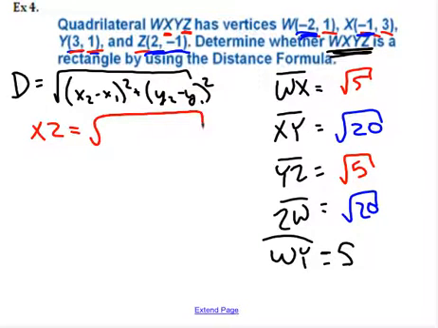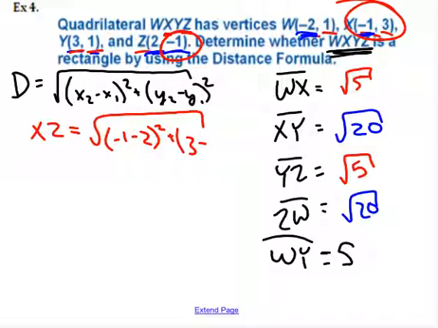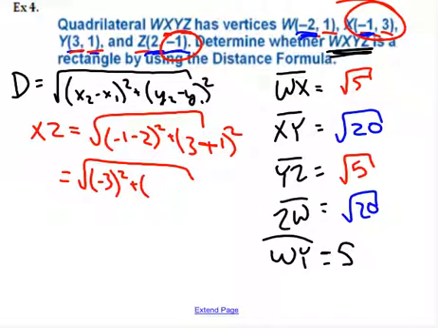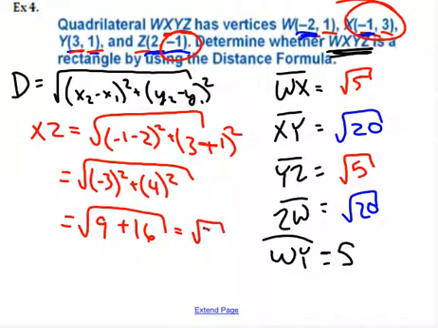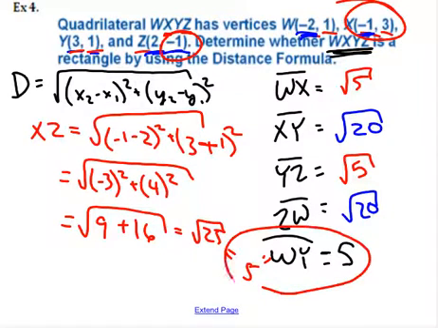So we got square root, negative 1 minus Z is 2 squared plus, now I went with negative 1, so here's X, all the way over there I gotta do 3 minus Z is negative 1 squared. Okay, this is going to equal negative 3 squared plus 3 minus 1, which is positive 4 squared. Negative 3 squared is 9 plus 16, which is going to equal the square root of 25, which equals 5, which is actually going to equal WY. So both diagonals have a measure of 5.